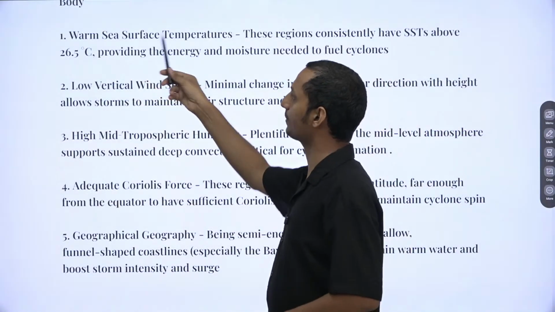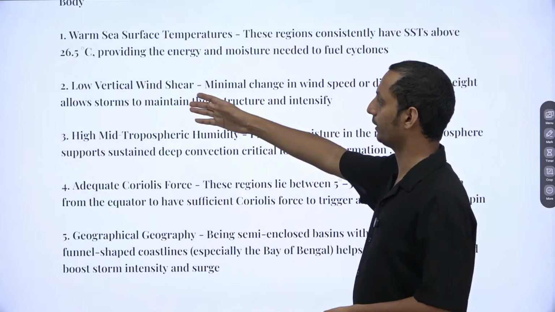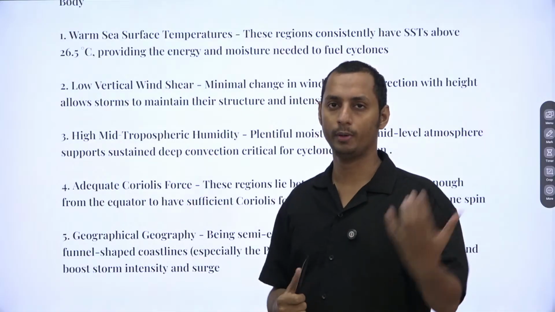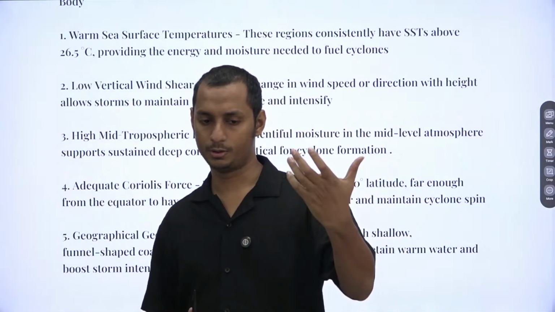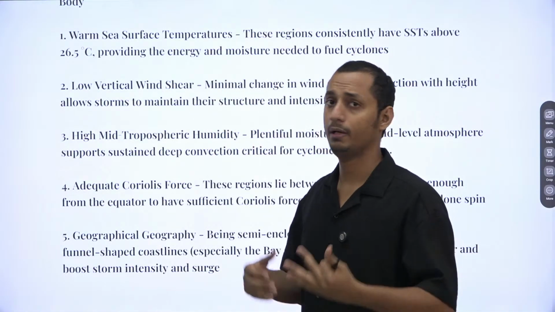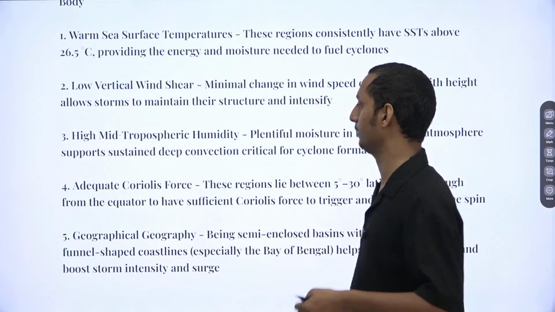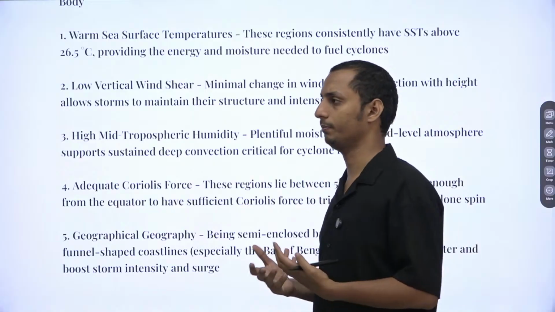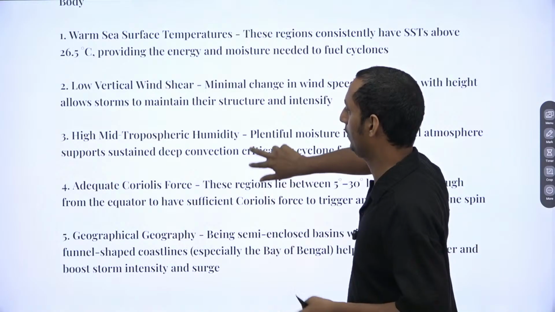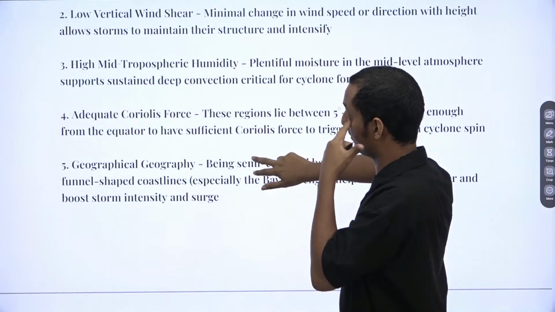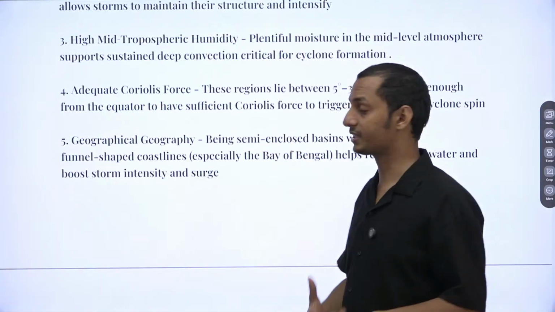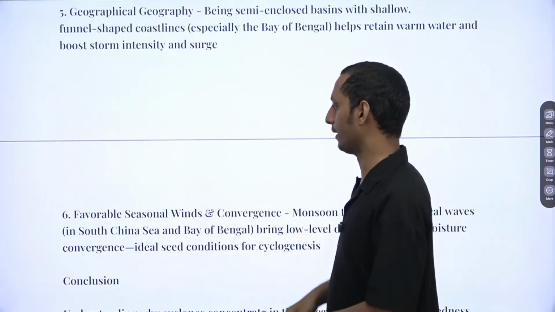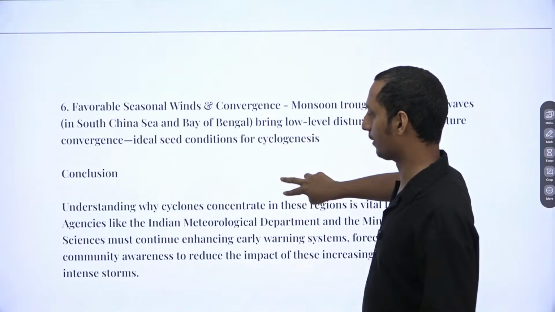You can mention the warm sea surface temperature. You can mention the vertical wind shear. You can mention the number of rivers going to these seas, such as Ganga, Brahmaputra, Yangtze, and all these different rivers. You can mention the rivers going to the Gulf of Mexico as well, Mississippi and all these rivers. So high tropospheric humidity, adequate Coriolis force should be there. Geographical factors, such as the rivers that I said, favorable seasonal winds and convergence.